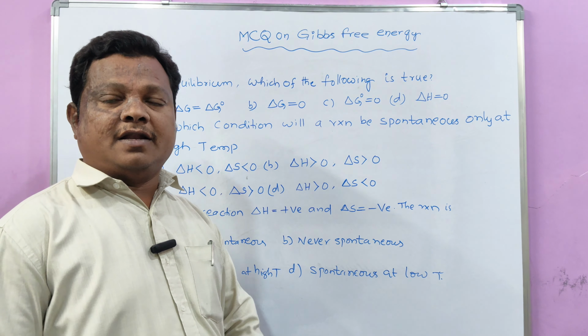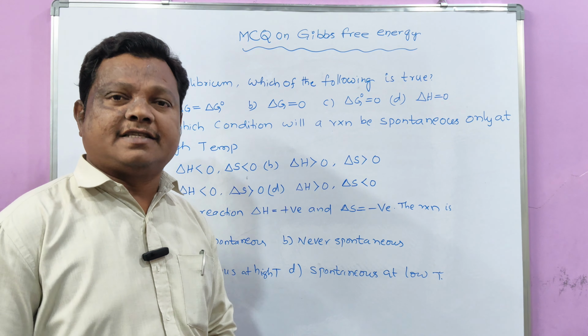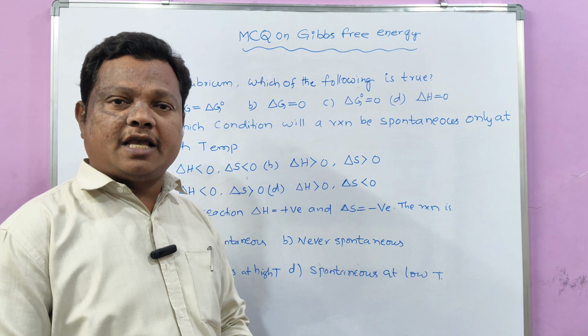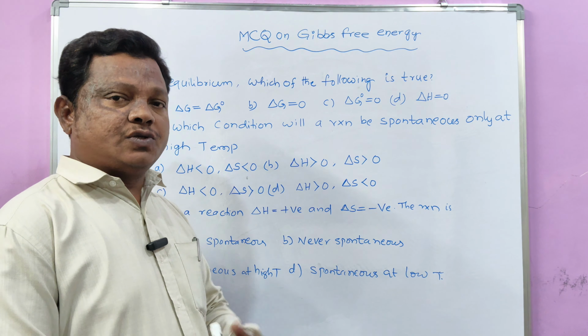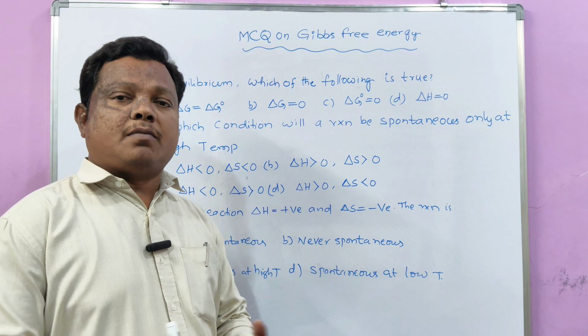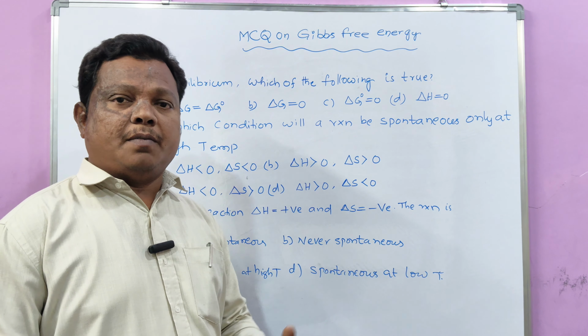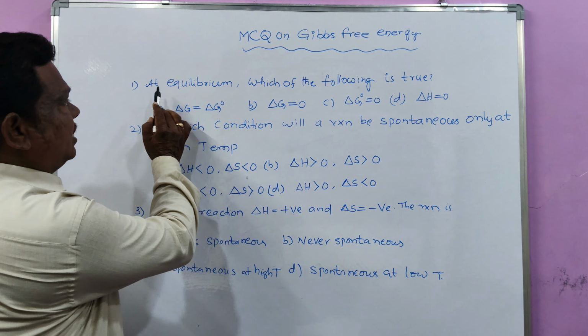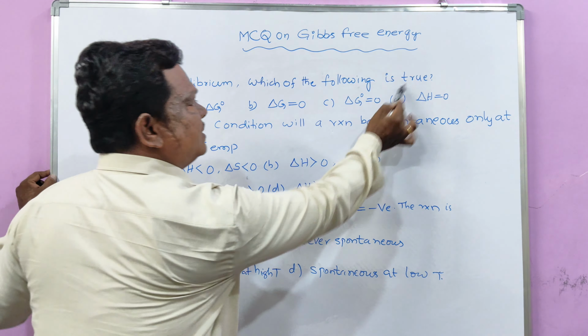Students, in last class we discussed what is Gibbs free energy. So delta G is equal to delta H minus T delta S. So we will see what are the multiple choice questions that may come in your examination. Okay, first one: at equilibrium, which of the following is true?